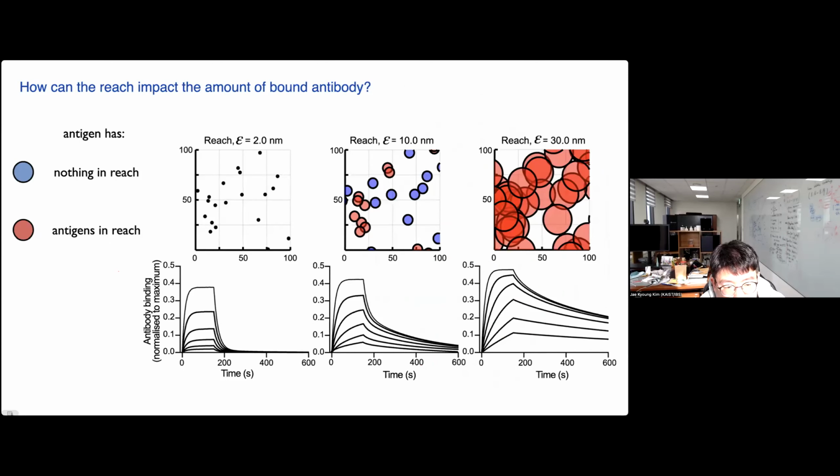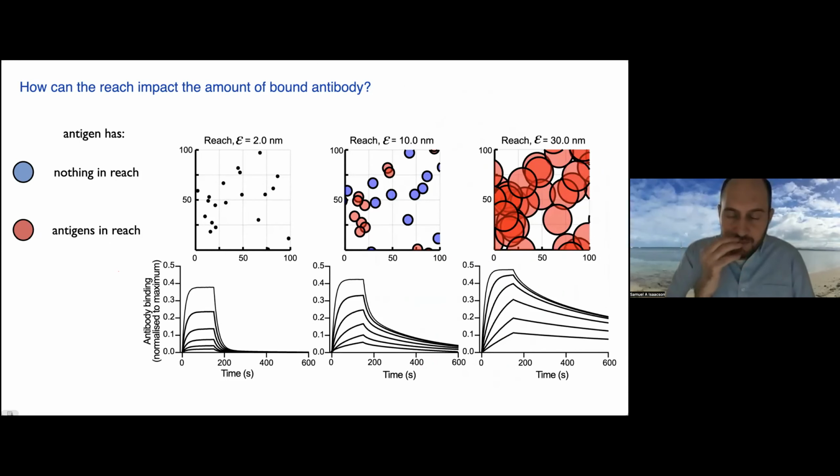Okay. Great. So first thing, before I go into trying to do parameter estimation with this, is how does this reach parameter epsilon, just to get a little intuition, how does it kind of impact the dynamics of the binding process? And so here's 3 different cases. I think we did these ones as 2D simulations, but everything else is 3D.